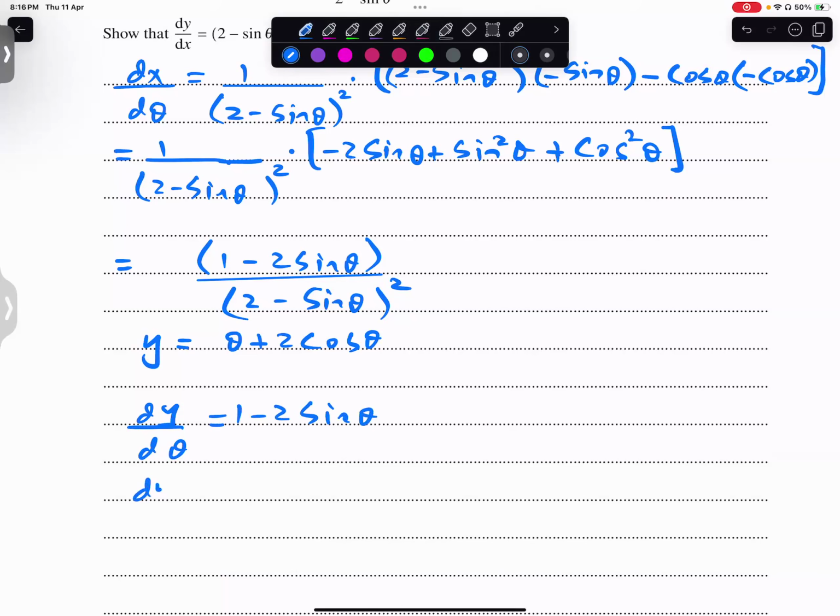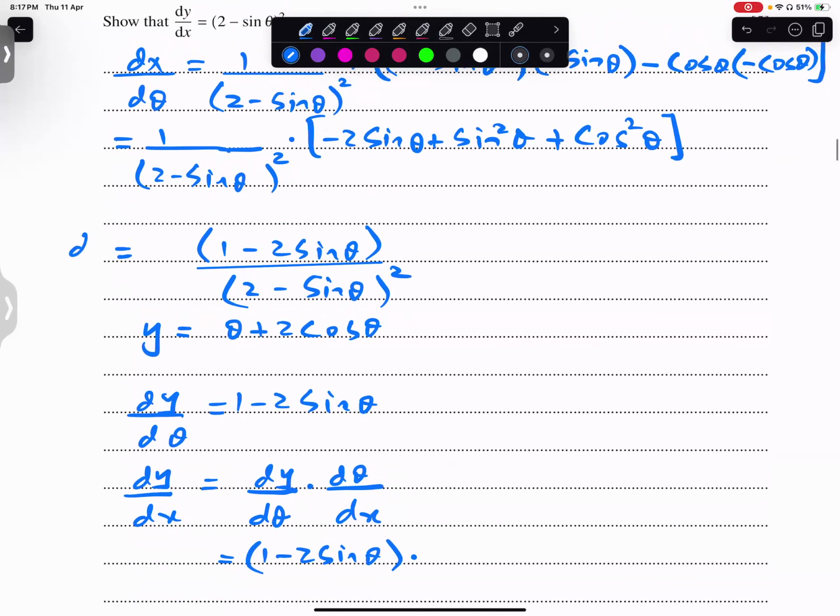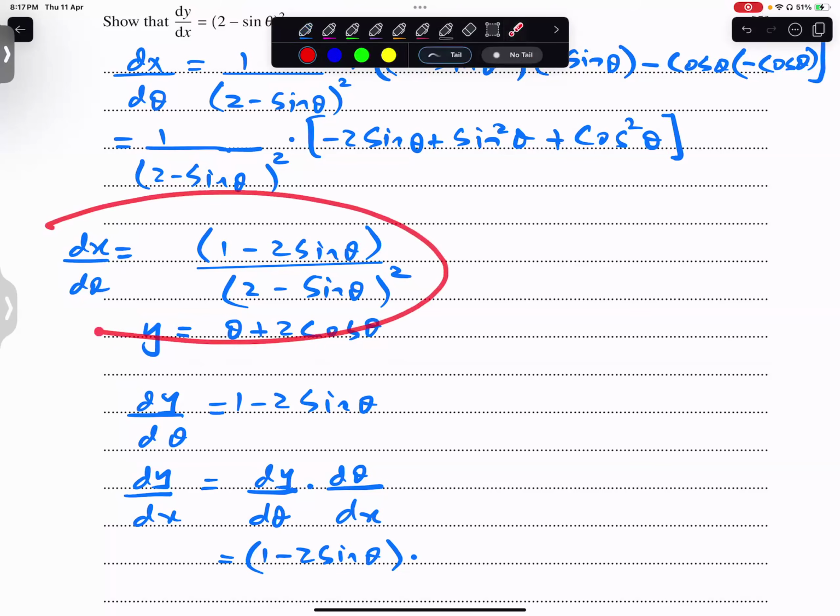So if you apply the chain rule, you will write dy by dx is equals to dy, then dot dx. So with which variable will you fill this thing? You will definitely write dy d theta. So dy over d theta is 1 minus 2 sine theta dot. What is d theta by dx? Students, this was dx over d theta.